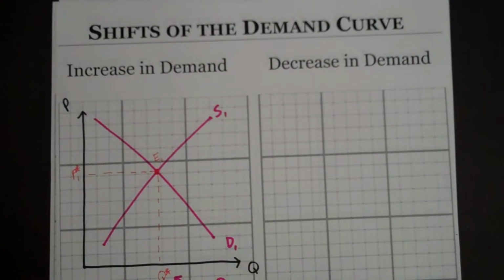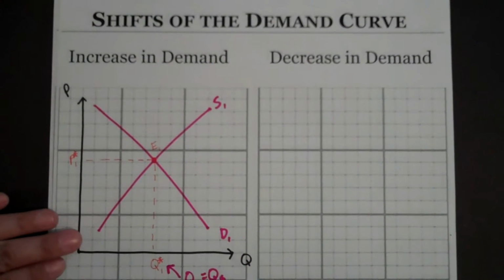I've put little stars by them to show me that they are important prices. They're the prices that are associated with our equilibrium point. At this unique price, my quantity is both my quantity demanded and my quantity supplied, and they're equal.